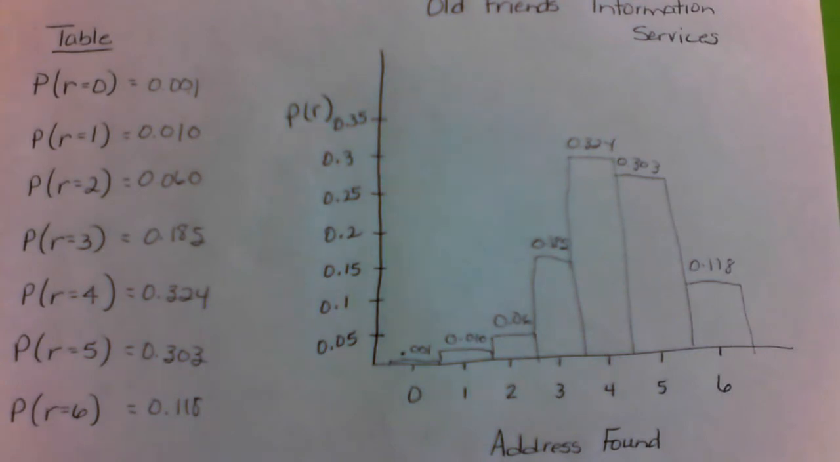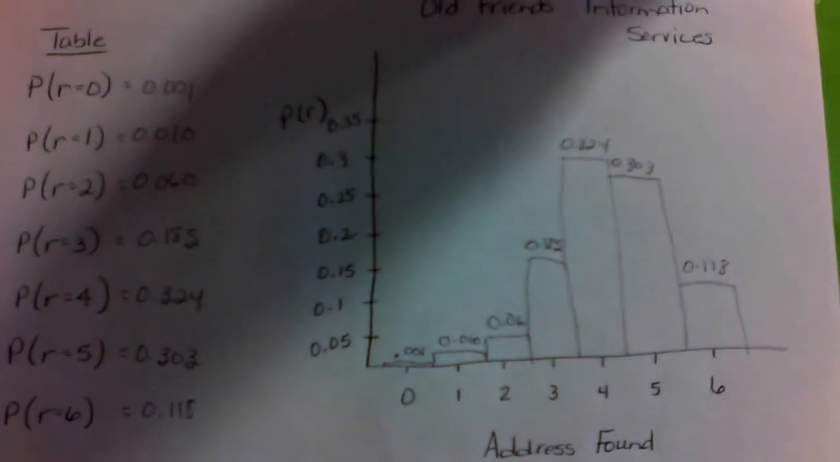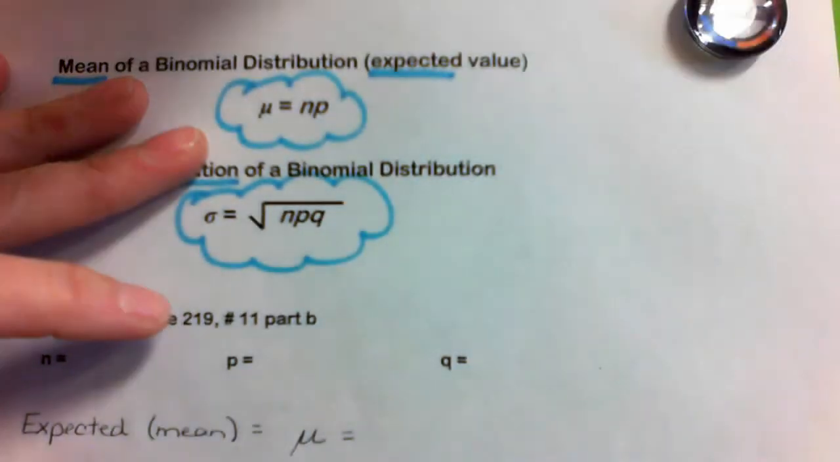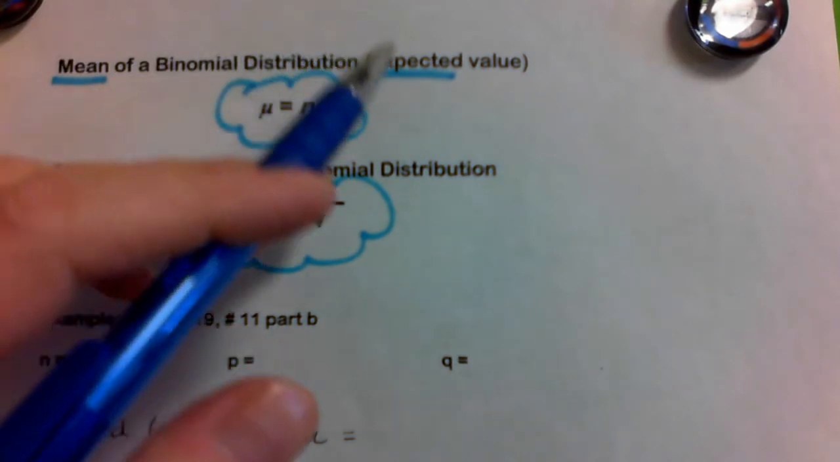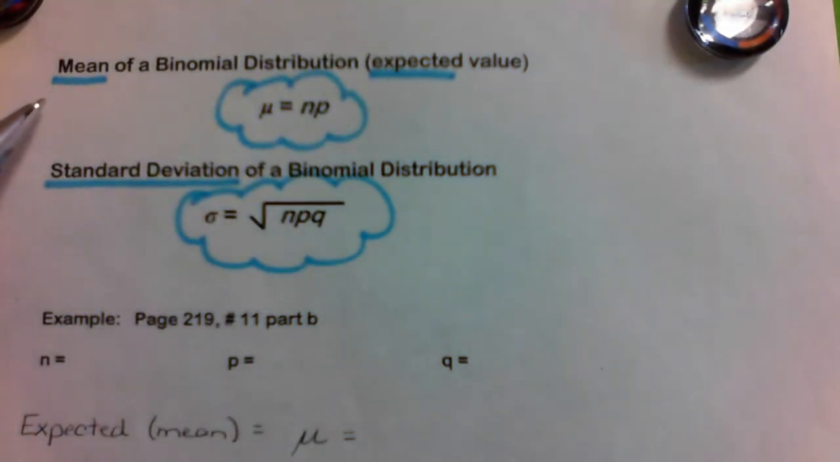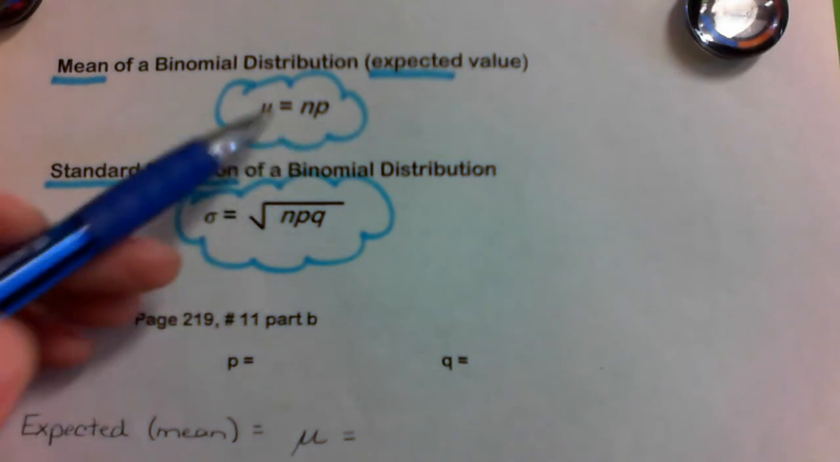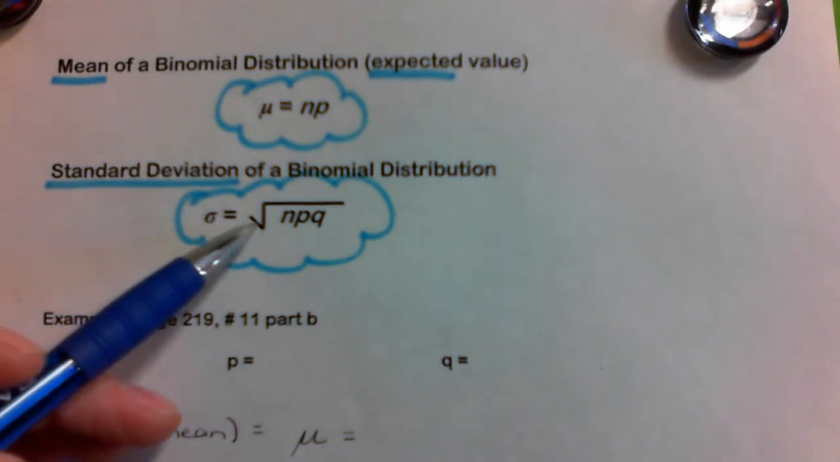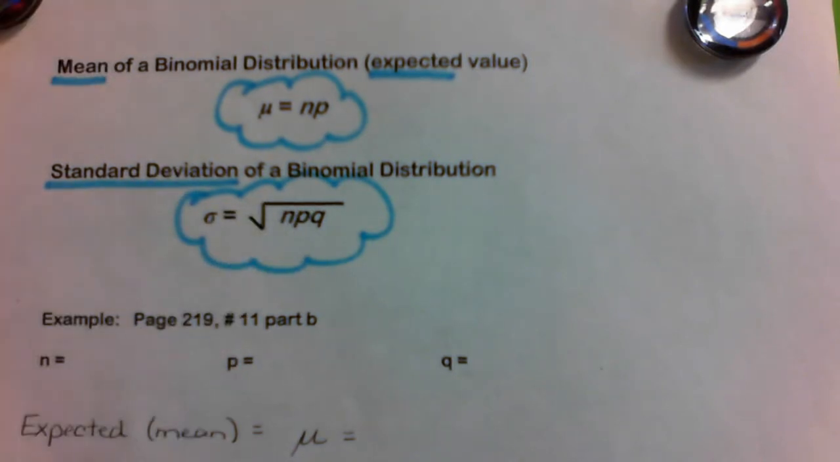Now, one of the things that you will also be asked is, based upon the information given, how many addresses would you expect them to find? Well, if you remember from our previous discussion, when it says expected, that means to calculate the mean. So in this case, and this is the formula you use for the binomial distribution, the mean is n times p. So N is the number of trials, P is the probability of success on a single trial. The standard deviation, sigma, is the square root of N times P times Q.